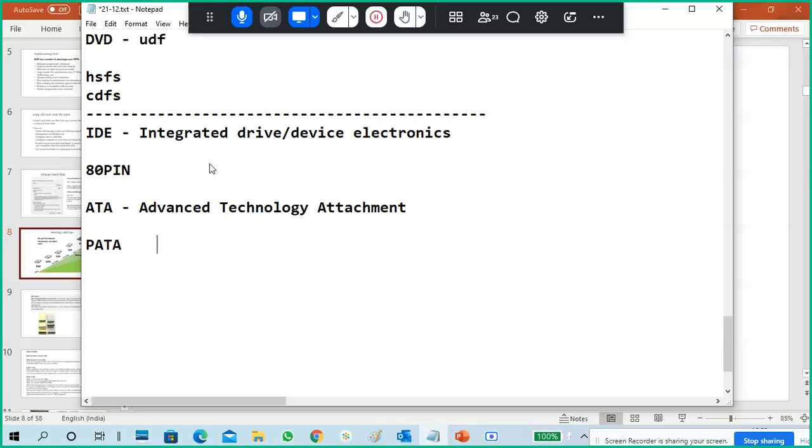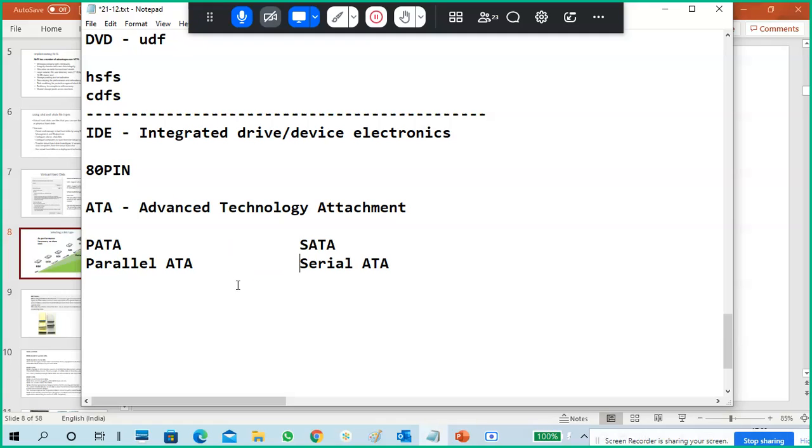In that, two disks came up. One is PATA, another one is SATA type of hard disk. PATA means Parallel Advanced Technology Attachment. SATA means Serial Advanced Technology Attachment.